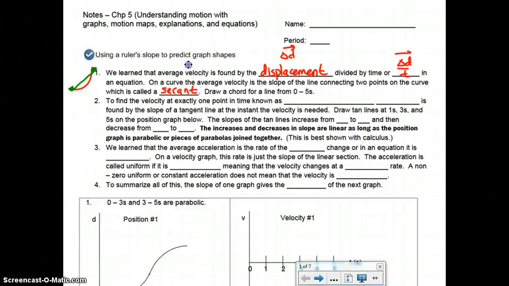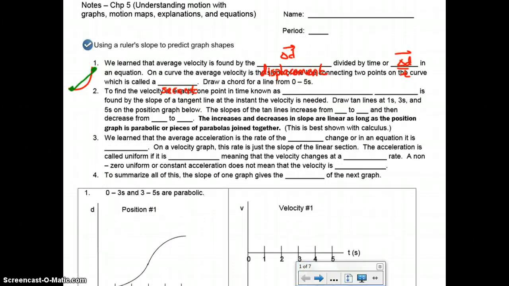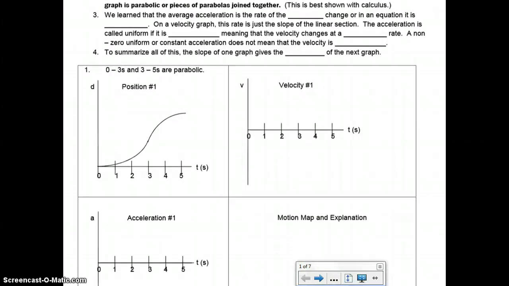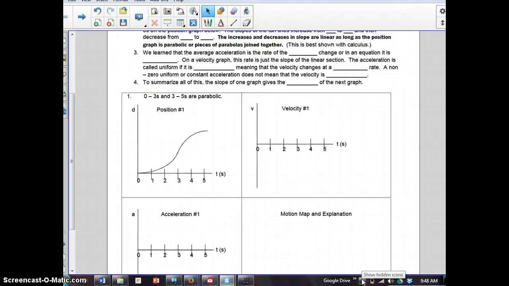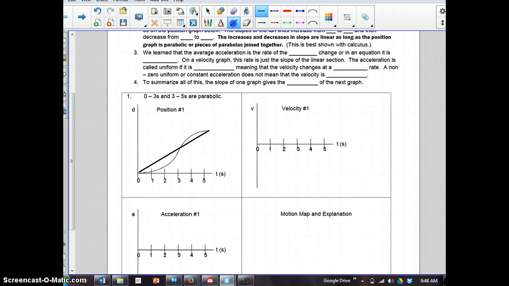What I'll do is I'll hand out rulers to you guys, because you're going to need rulers for this. Let me get a line. That'll be the secant. Okay?